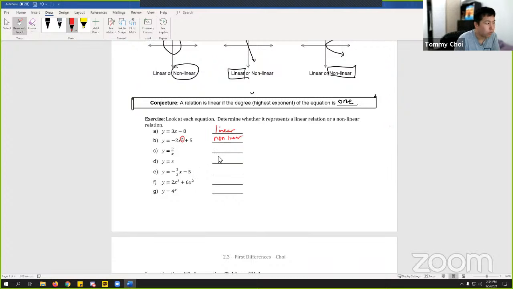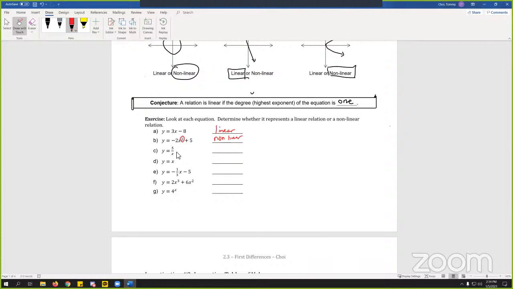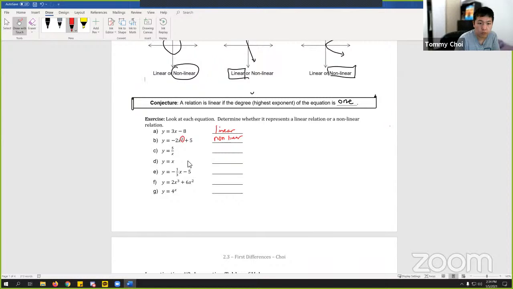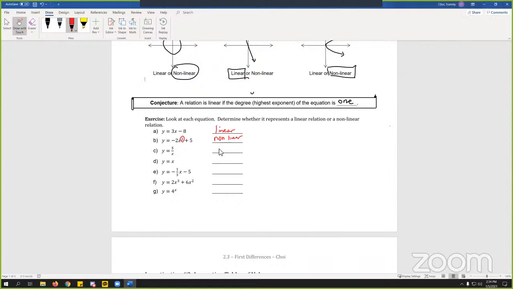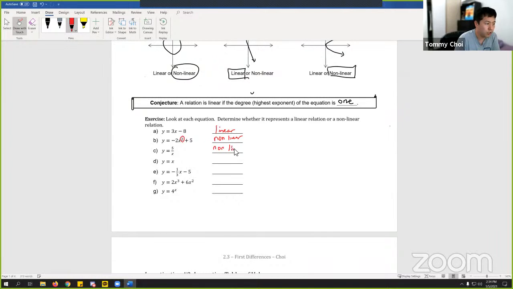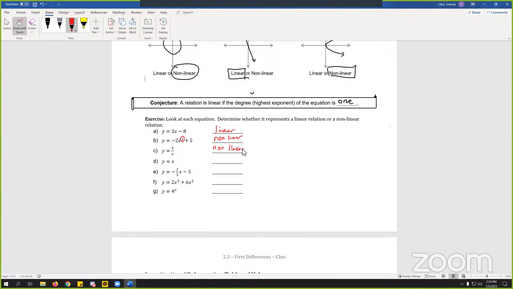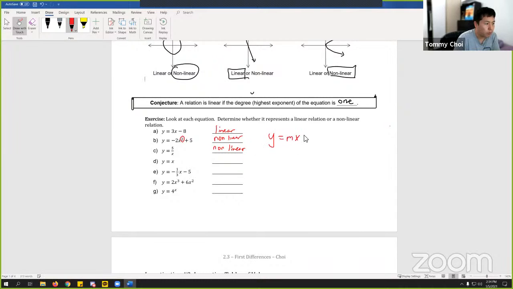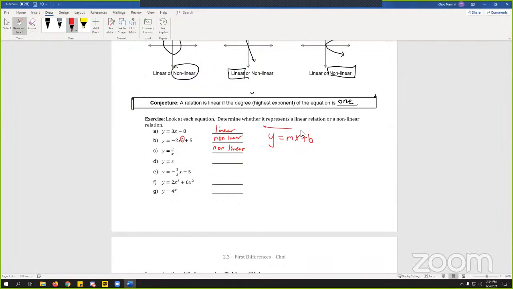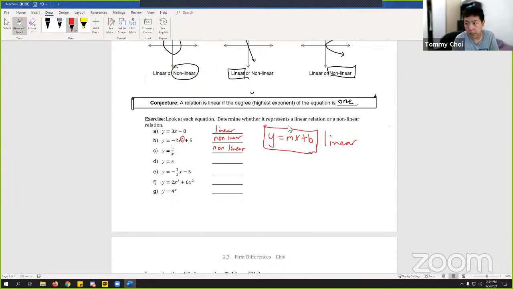C, James, linear or nonlinear? I can't see what the denominator is. It's too small. It's 5 over x. Let's go wild guess, I'll go with linear. This is nonlinear, not linear. Dang it. I can't tell the difference. Remember, guys, linear equations you already know have to be in this form: mx plus b. This is linear. Anything that doesn't look like this is nonlinear.